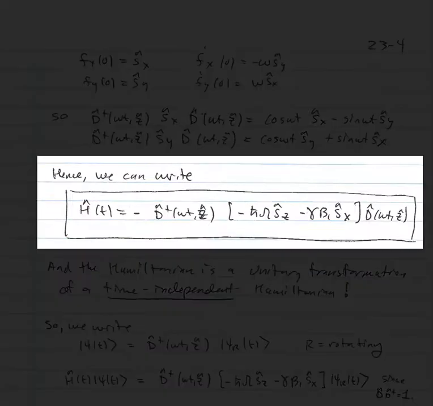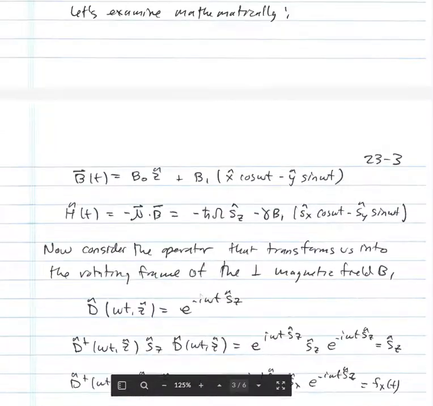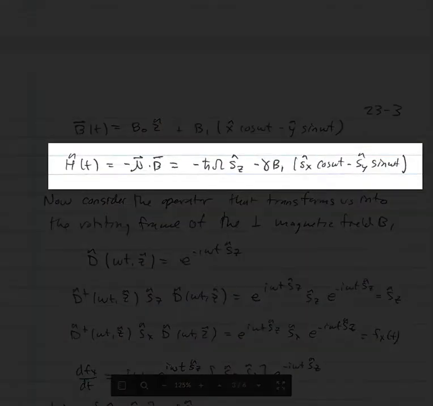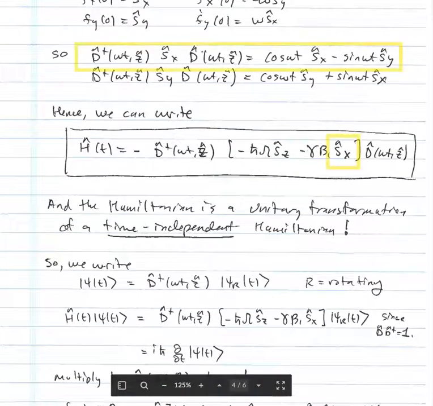Okay, so to summarize this, what we find is the Hamiltonian h of t is minus d dagger omega t sz minus h bar omega sz minus gamma b1 sx d of omega t sz. How did we get that? We have to go back and take a look at the Hamiltonian itself. I'm going to scroll back there now. You can see that that Hamiltonian has a term in it that was sx cosine omega t minus sy sine omega t. When I use this d and d dagger, you see that's going to be exactly sx. Of course, the sz is unchanged.